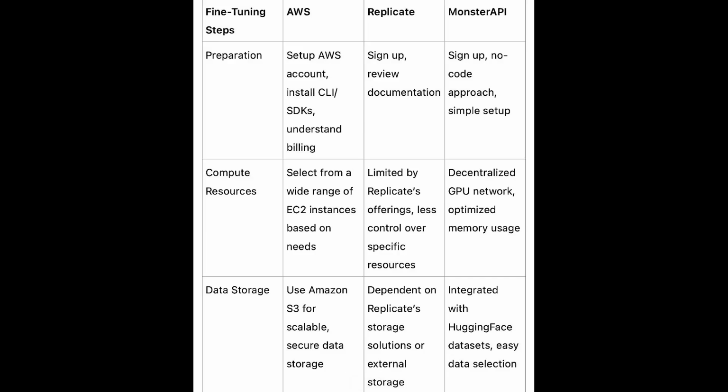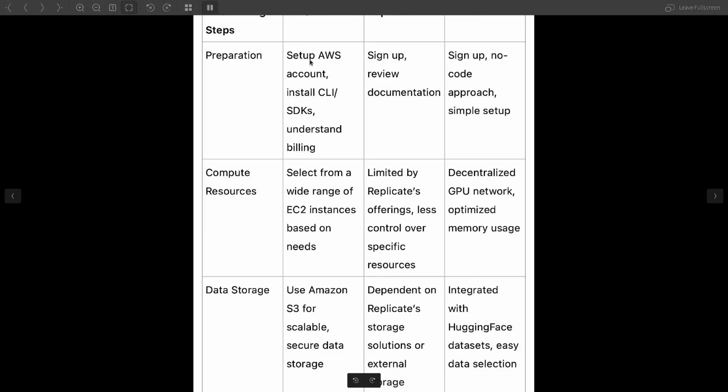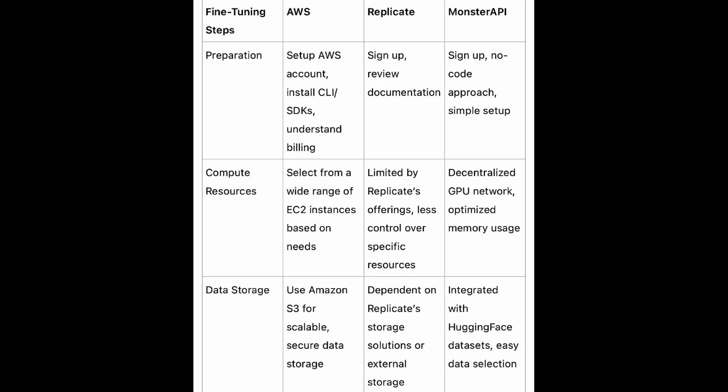Very simple setup. Then compute resources. For AWS, you need to select from a wide range of EC2 instances based on needs. And you really need to have a little bit of idea about these EC2 instances, launching and closing them, else you can really incur a lot of cost unless you are very careful. With Replicate, it's limited by Replicate's offering, with less control over specific resources. It is slightly simpler than AWS. But with Monsterapi, it's the simplest and the fastest because it's a decentralized GPU network and optimized for memory usage. And you really don't have to set up many things here at all.